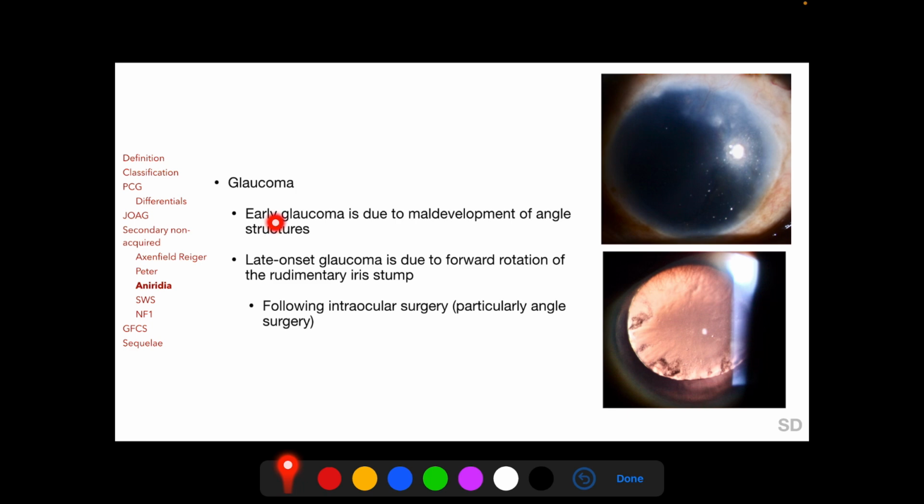Early onset glaucoma in aniridia cases is due to maldevelopment of the angle structures, and late onset glaucoma is due to forward rotation of the rudimentary iris stump obstructing the anterior chamber angle, and this is particularly common following intraocular surgery.